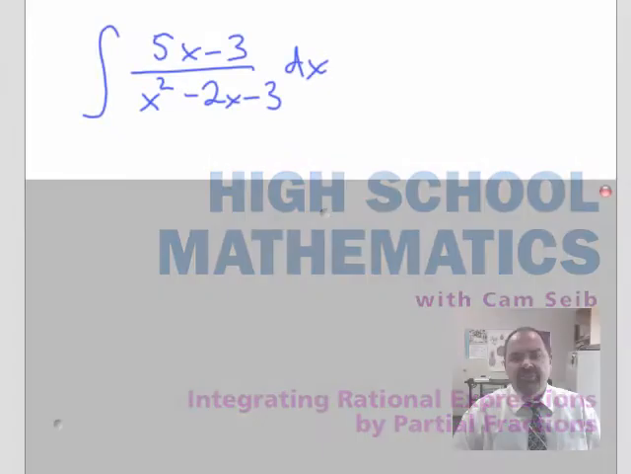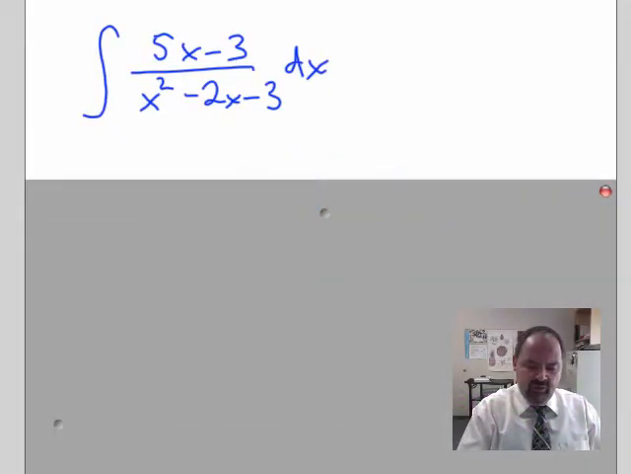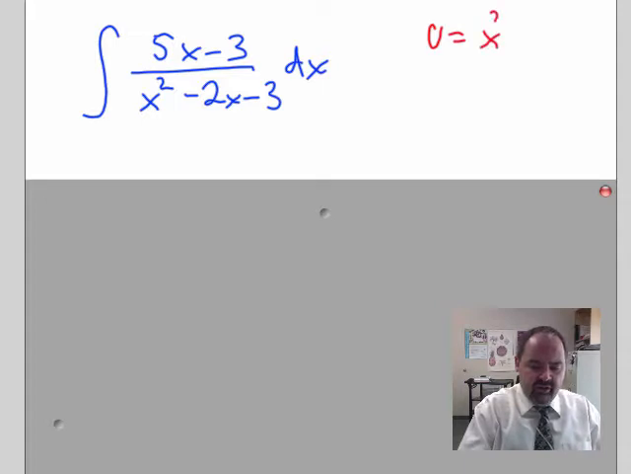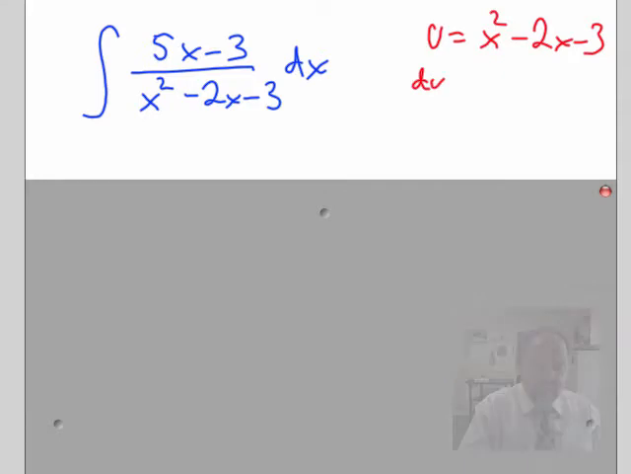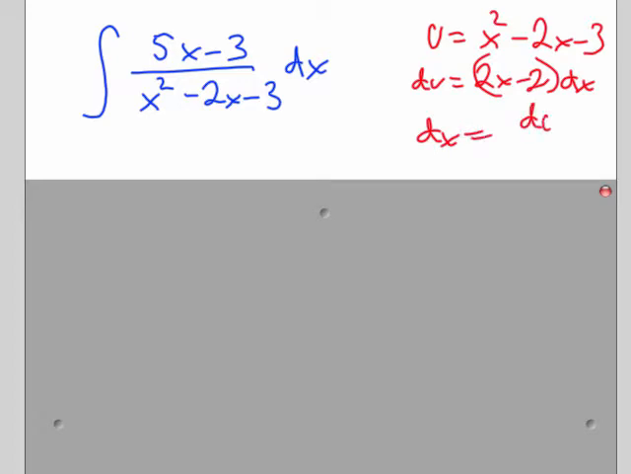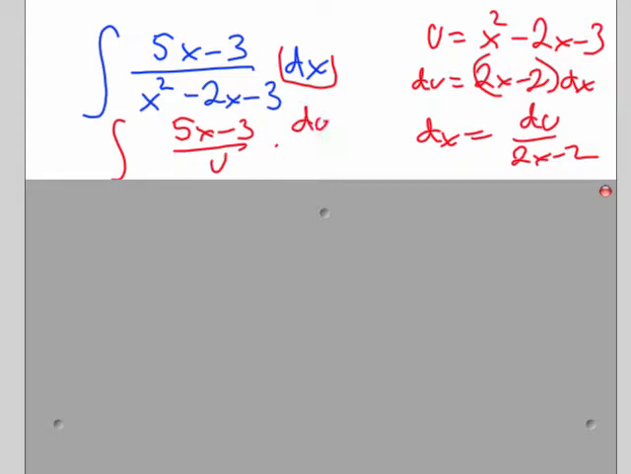If I asked you to integrate this expression, what you would probably do eventually would be to try u substitution of the denominator. And that would mean that du is 2x minus 2 dx. dx is du over 2x minus 2. And then you'd have the numerator over u times dx being du over 2x minus 2.